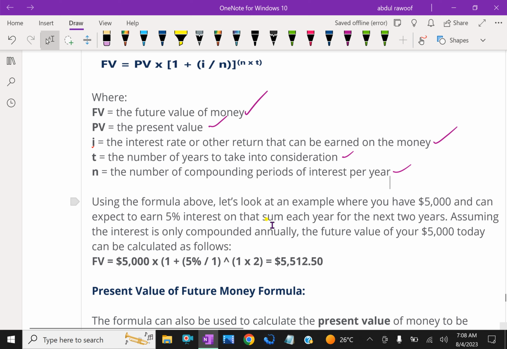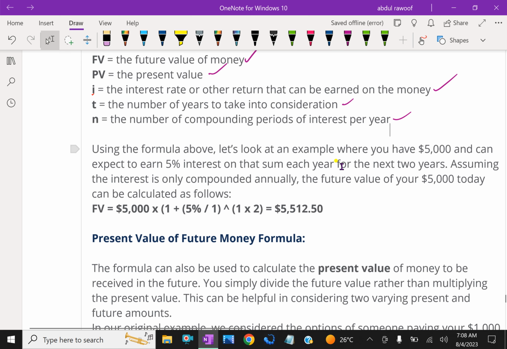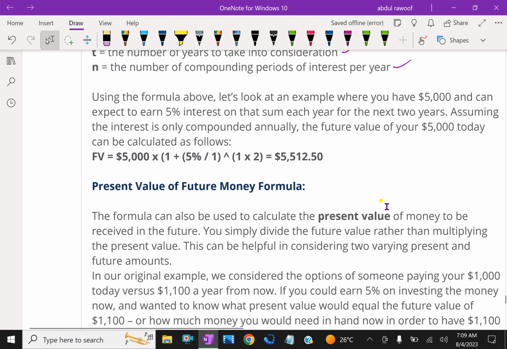Using the formula above, let's look at an example where you have $5,000 and can expect to earn 5% interest on the sum each year for the next 2 years. Assuming the interest is only compounded annually, the future value of your $5,000 today can be calculated as follows. Future value equals present value, 5,000, times (1 plus 5% over 1) to the power 1 times 2.